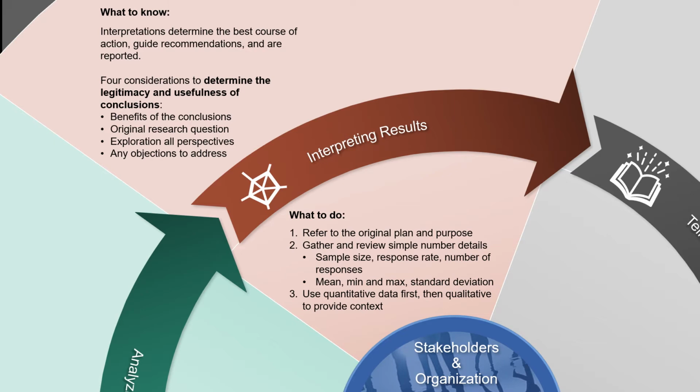Also, some of the number details, the mean or the average. What is the range, the minimum and the maximum? What's the standard deviation? And then lastly, their suggestion is to start with the quantitative data first, so you have your numbers, and then fill that in, then look at the qualitative data and use that as context to shed further light on what the numbers actually mean.